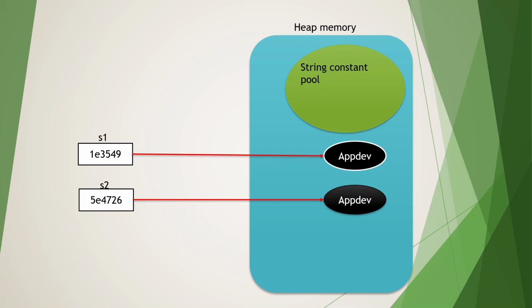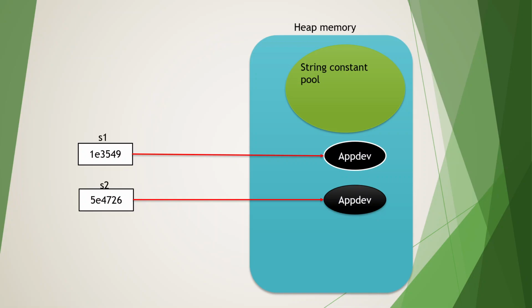So s1 and s2 have different reference numbers, and those reference variables are pointing to different objects in the heap memory, because the JVM is going to create a new object every time you call new.